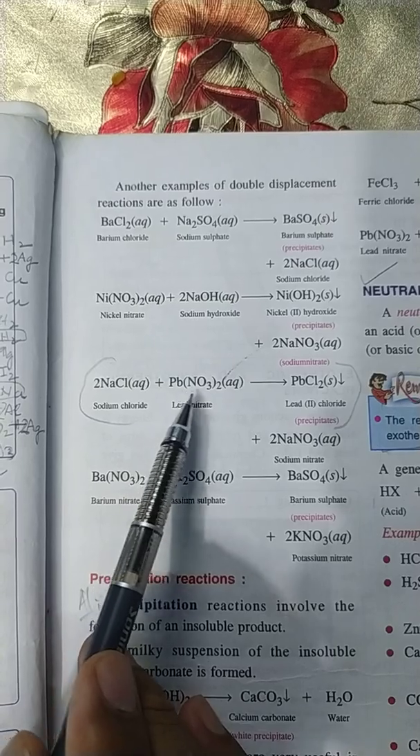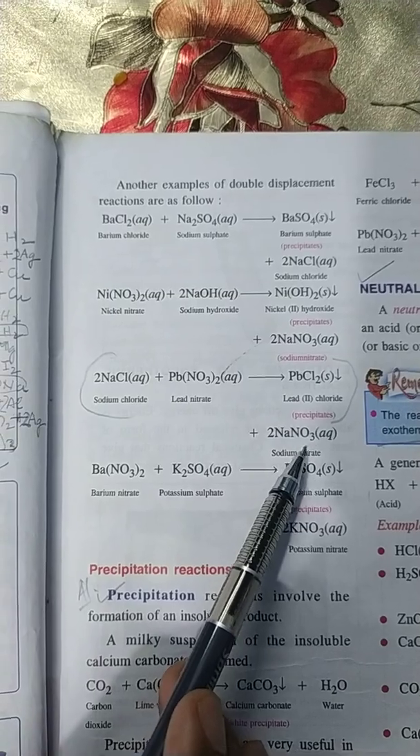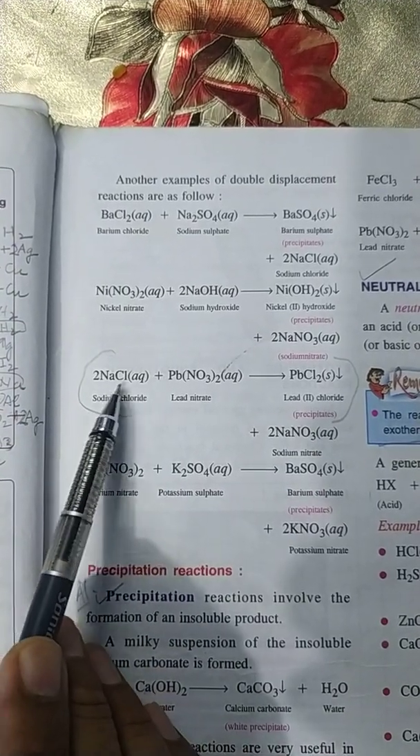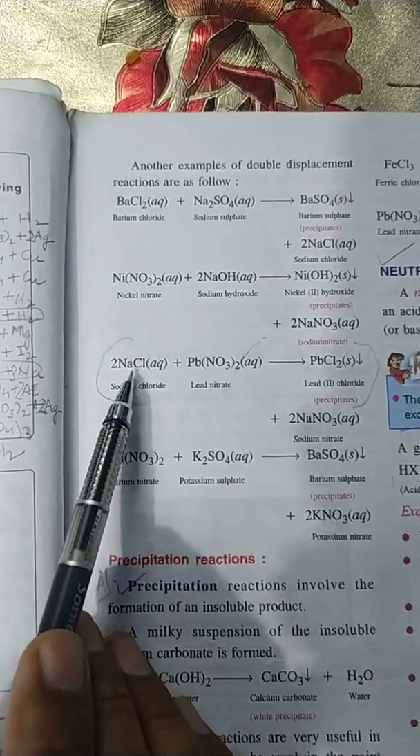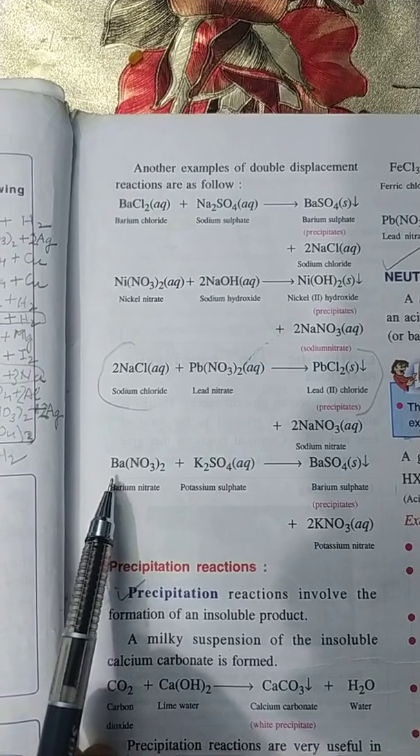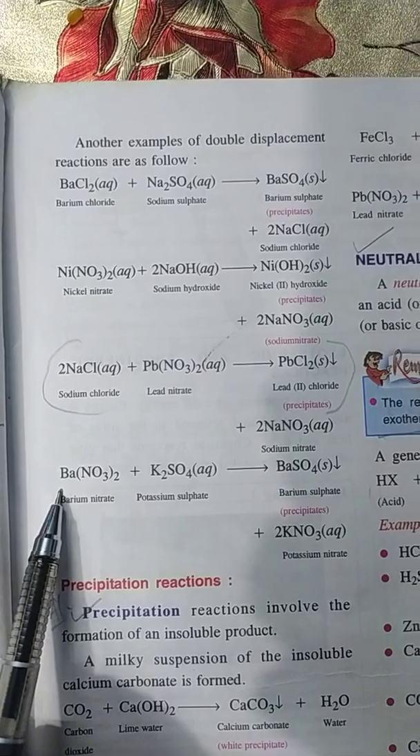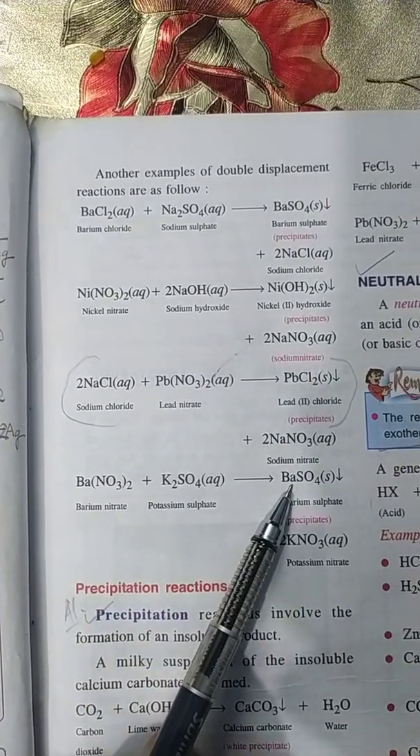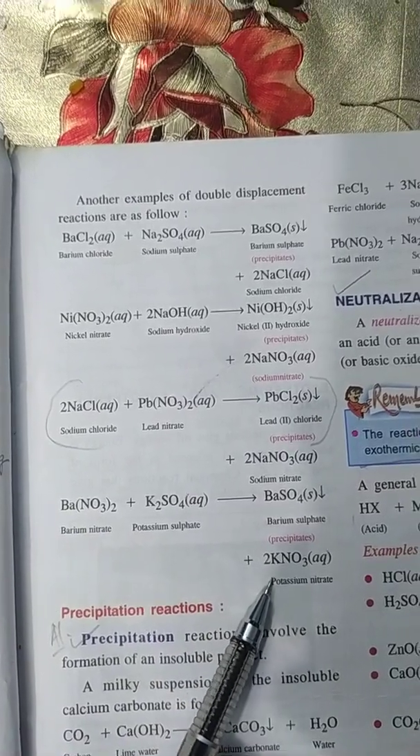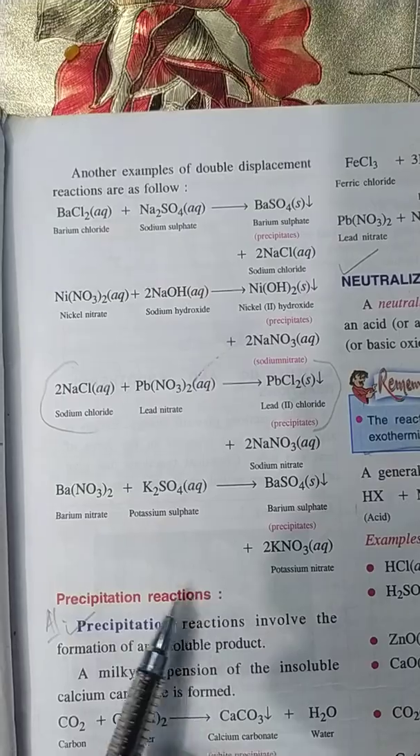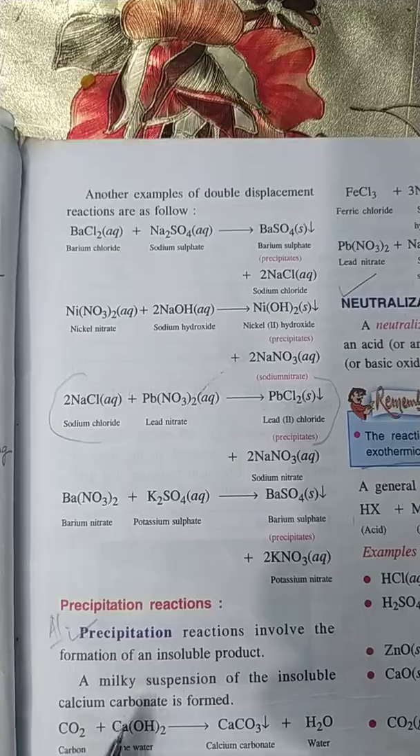Sodium chloride combines with lead nitrate to form sodium nitrate and lead chloride. You see, this positive goes with the negative of this compound. Then we see barium nitrate combines with potassium sulfate. So barium here combines with sulfate to form barium sulfate, and potassium combines with nitrate to form potassium nitrate. Now we see double displacement reactions, but these are precipitation reactions.